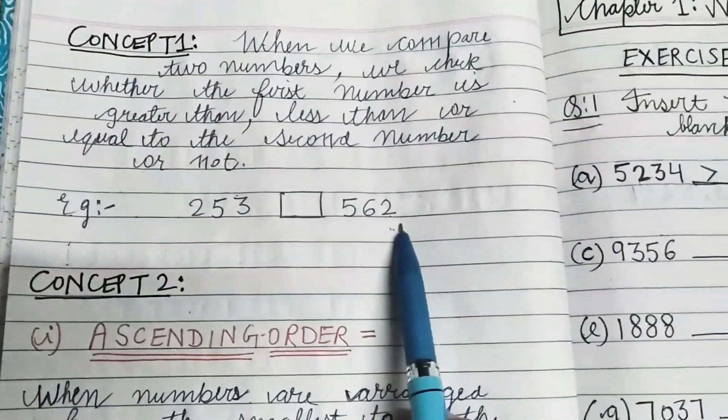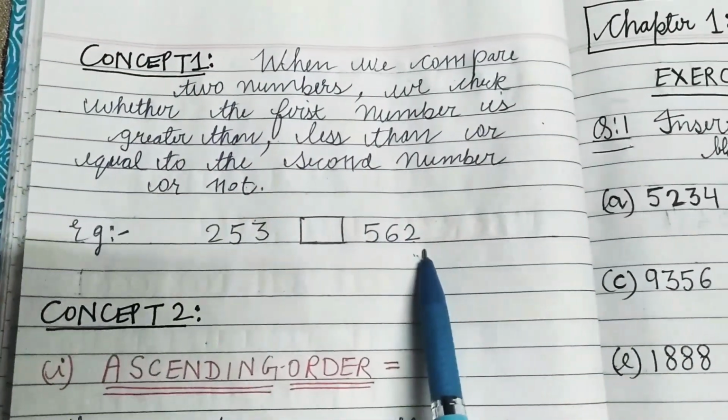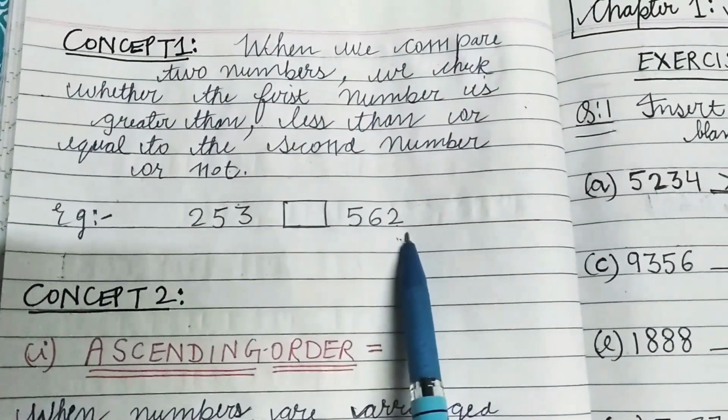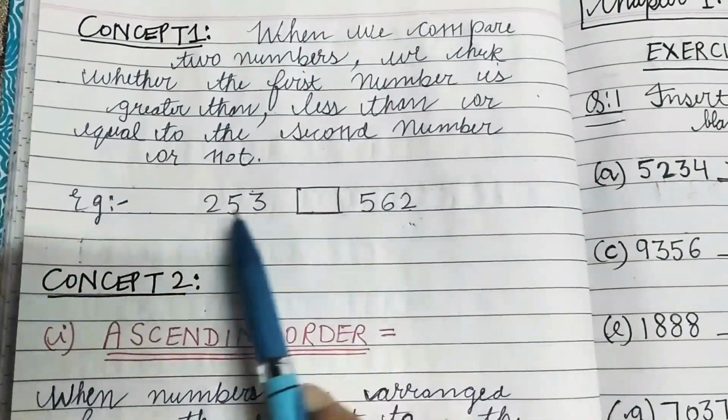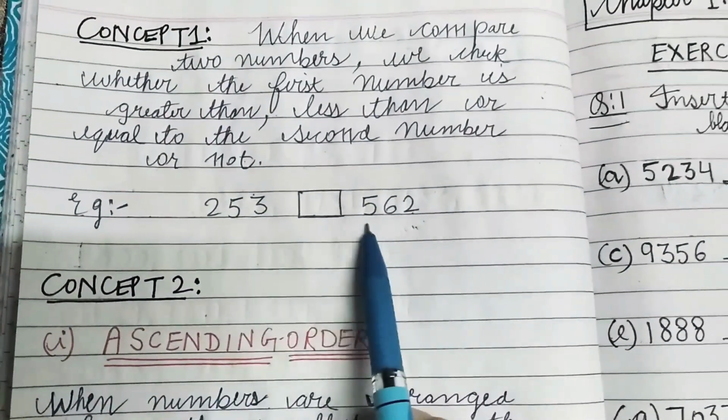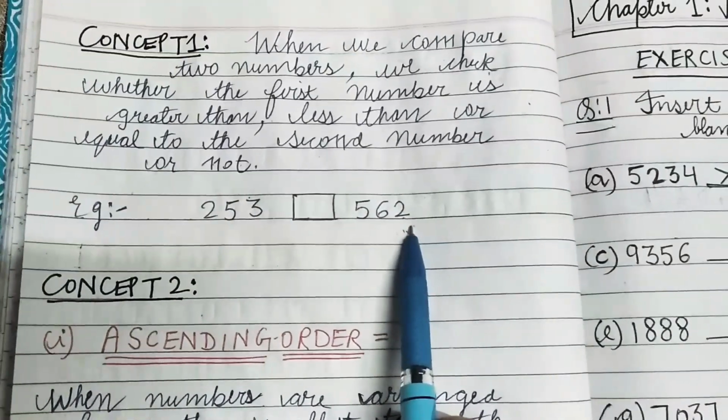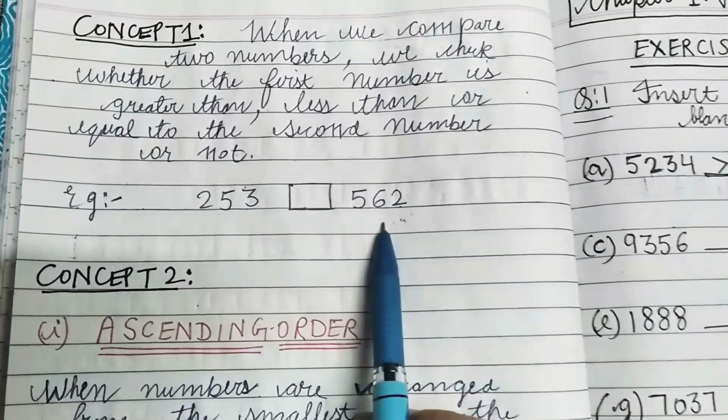So let us recall our first rule. What was that? You have to check the number of digits in each number. This is a 3-digit number. This is also a 3-digit number. That means the number of digits are the same.